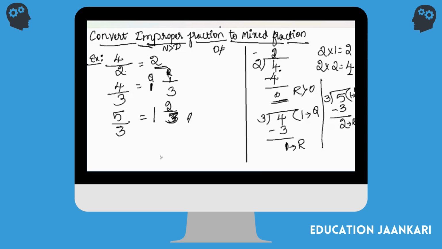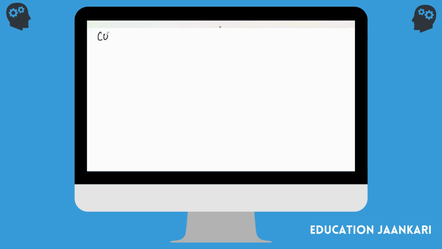1, 2 by 3, isn't it? Yes, ma'am. This was the conversion of improper fraction to mixed fraction. Now, quickly we'll convert mixed to improper. Yes, ma'am, I know all this. You know all this. Very good.